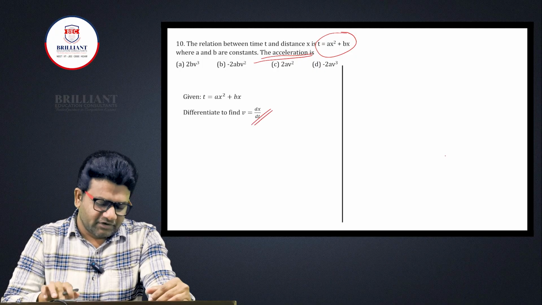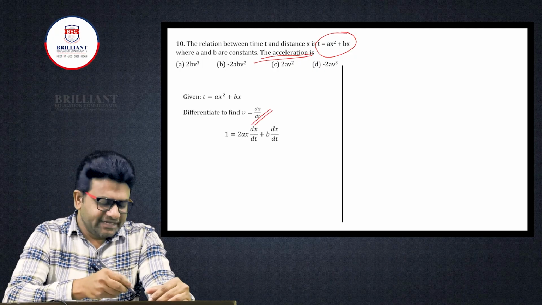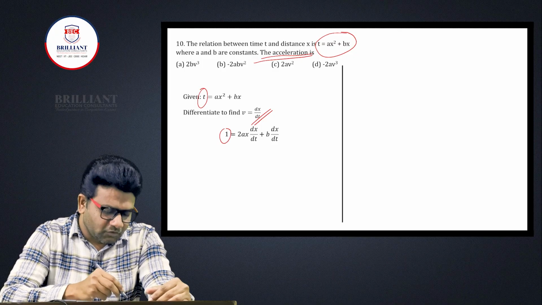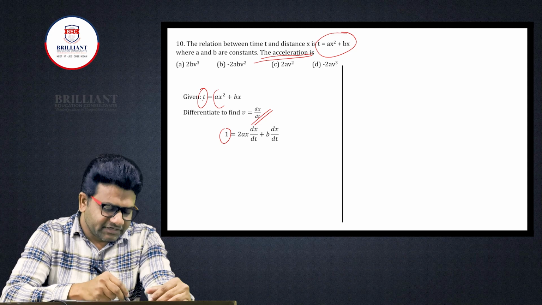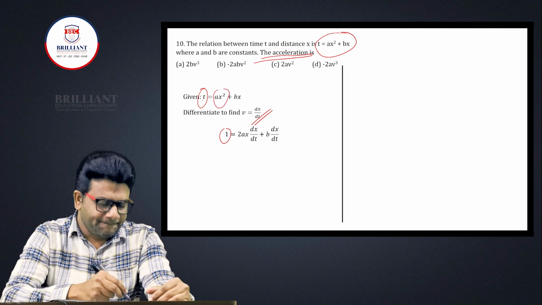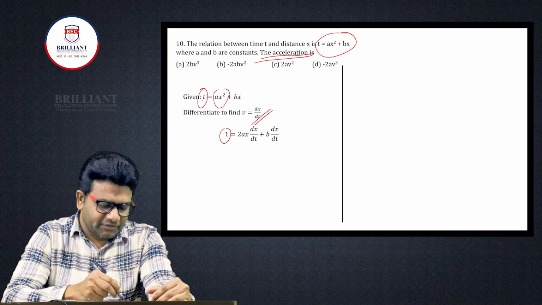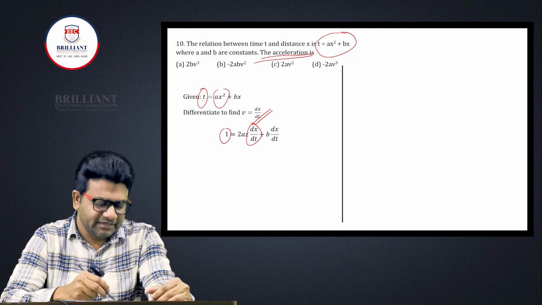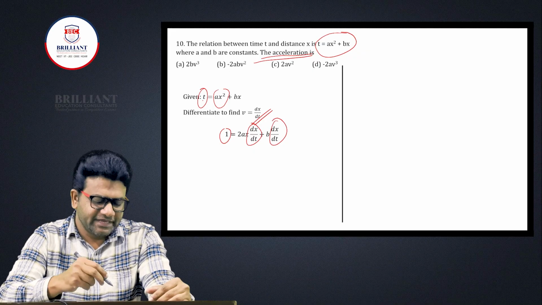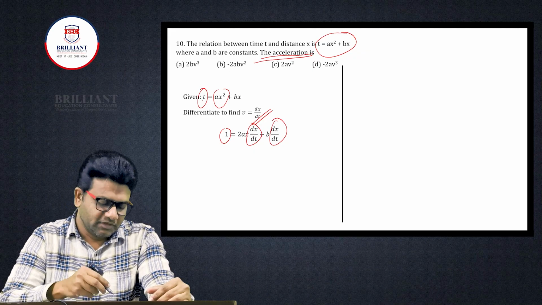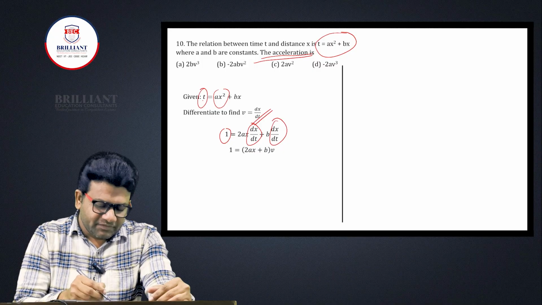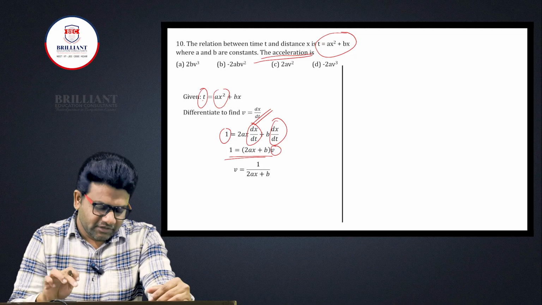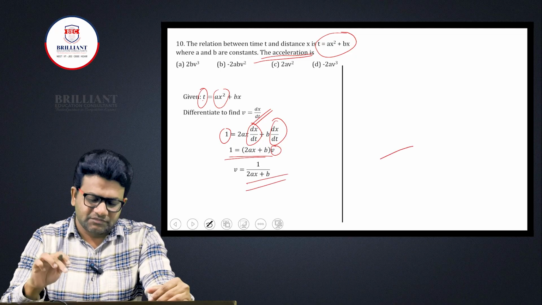First we differentiate with respect to t. So dt by dt equals 1. Then differentiating the right side, that is 2a into x, and then with respect to t it gives dx by dt. Here also b into dx by dt. So dx by dt is equal to v, you know. So we take dx by dt as v here. So 1 equals 2ax plus b. So we get v equal to 1 upon (2ax plus b).